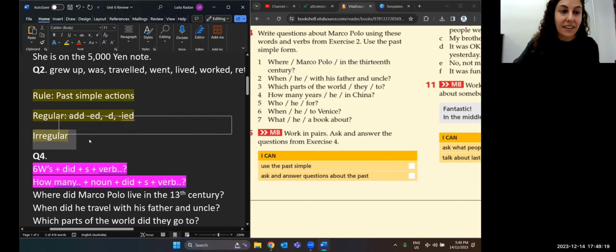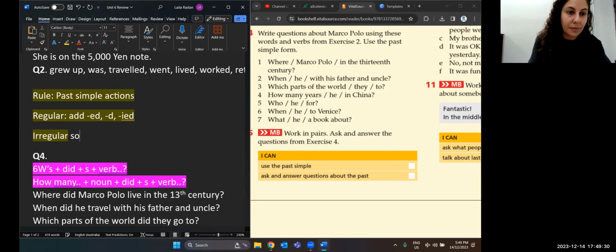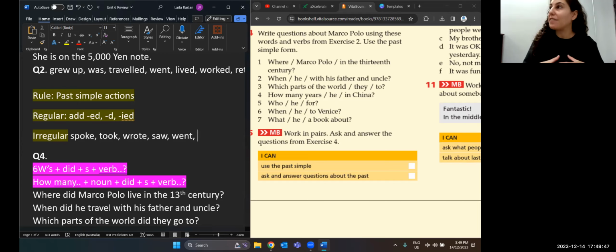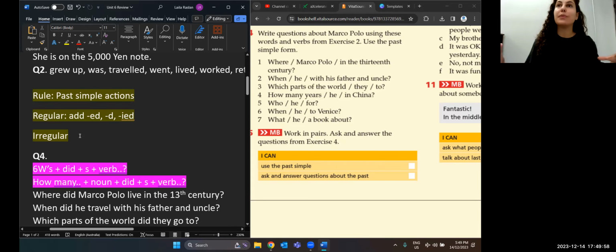If it's irregular, there's no rule. So you just have to remember them. So that's why I didn't write. There's no rule. They break the rule. It's verbs like spoke, took, wrote, saw, went. Okay, it's irregular past simple verbs. They have their own rules. Every action has a different, there's no rule. You can't see a connection between them. There's no rule.